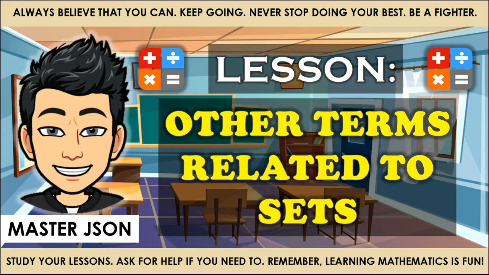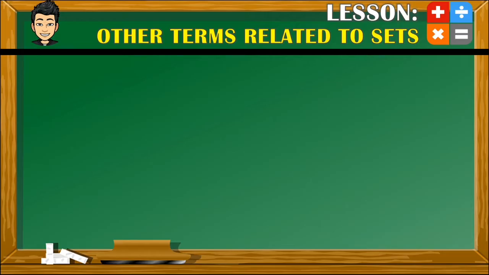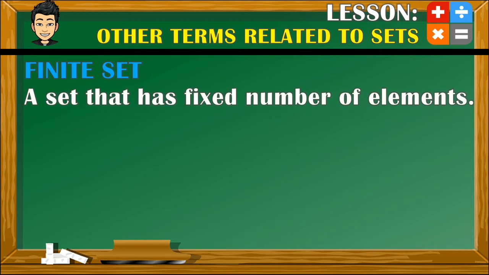For today's video, we are going to talk about other terms related to sets. First, let's have finite set. Finite set is a set that has a fixed number of elements, meaning the number of elements are limited.